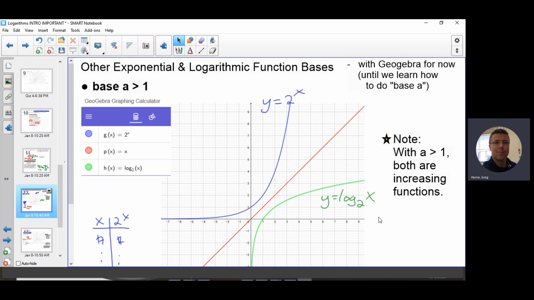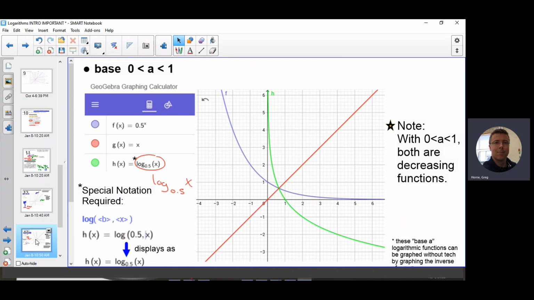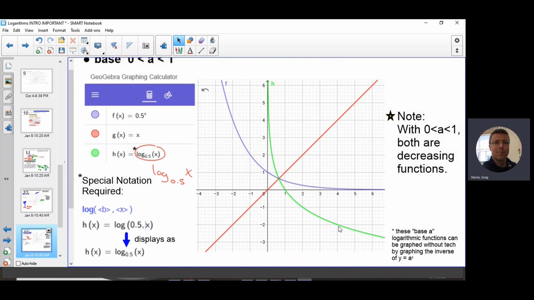Other versions, of course, you could have base 2, as this one shows. This is an example where base a is greater than 1, so it's like the type we saw because we had base 10. If you have a base between 0 and 1, then we get this look, and they're both decreasing functions, still inverses of one another, still reflections in y equals x.